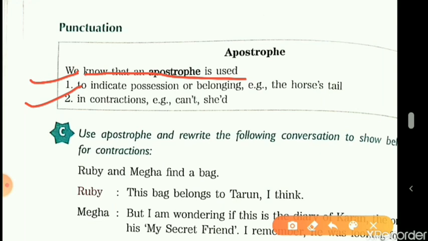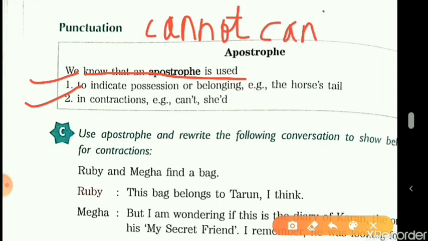Beta, contraction means short forms. For example, can't. Can't is the short form of the word cannot. Cannot का बेटा हम short form क्या लिखते हैं? Can't. So we have used the sign of apostrophe after can and before the letter T. The second example is she had. The contraction of she had is she apostrophe D.